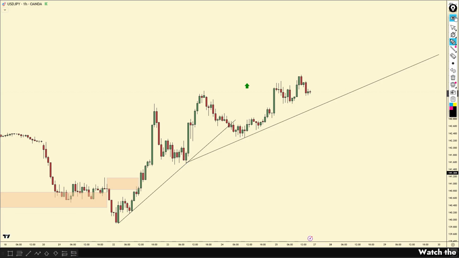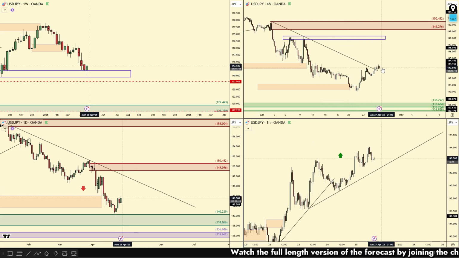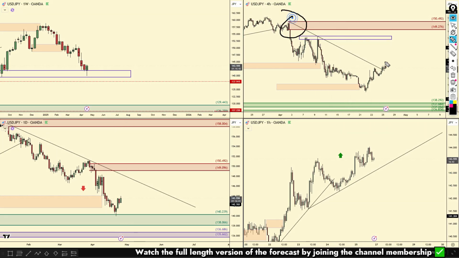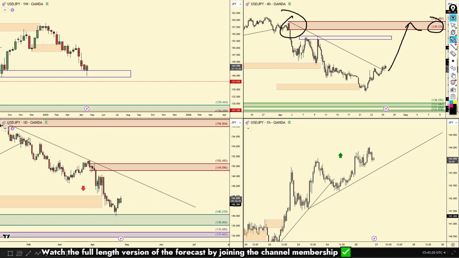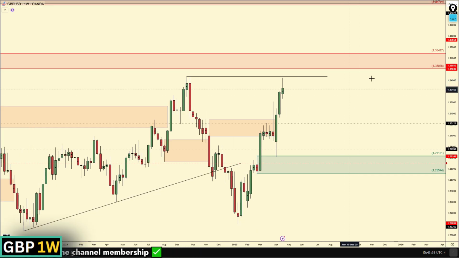So in my opinion, longs on a 5-minute chart, even a 1-minute time frame, are going to be good as long as that 1-hour trend line's holding. And then really profit margin is at least up to the 4-hour supply above that we were talking about earlier on the USDJPY. All right, on to the forecast for the GBPUSD.